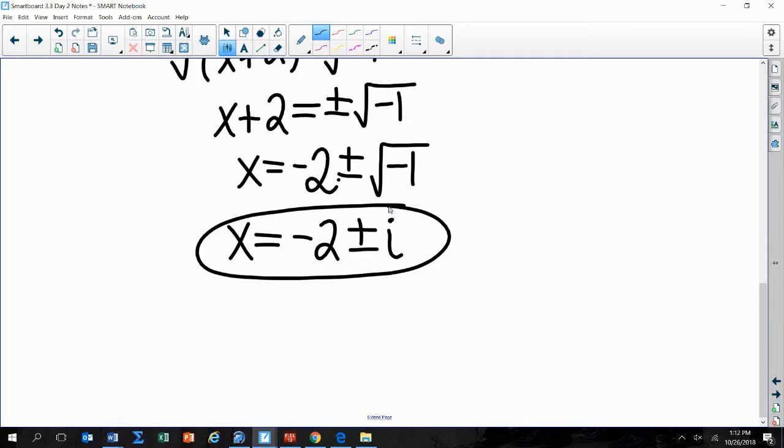If you were to graph this, would you have any x-intercepts here? No, negative 2 plus i, negative 2 minus i, these are imaginary numbers. They're not going to show up on a graph. Okay? Imaginary numbers don't show up on a real number graph. So you know. Okay? Any questions about that? x equals negative 2 would not be enough. You do have to write the plus i and the minus i with it. Your answer is an imaginary one. Yep, good question.